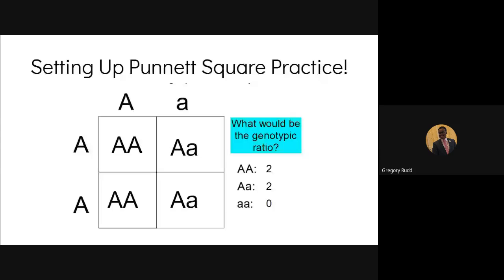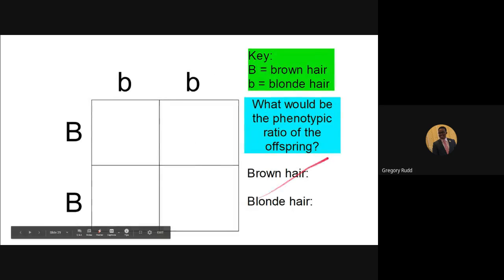So in the last one, we figured out the genotypic ratio. We figured out how many of each genotype we had. Now we want to focus not on the genotype, but on the phenotype. We're told that we've got a key. The capital B represents brown hair. The lowercase b represents blonde hair. So we've got that key. So that's the first step. We've got our parents already set up. That's the second step. So now we just need to actually perform our cross.